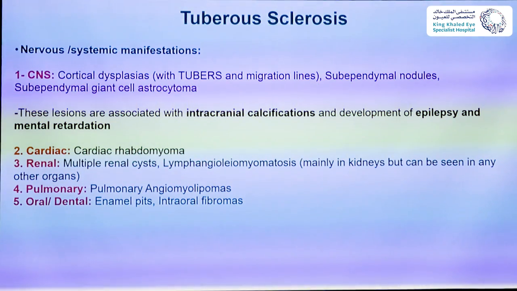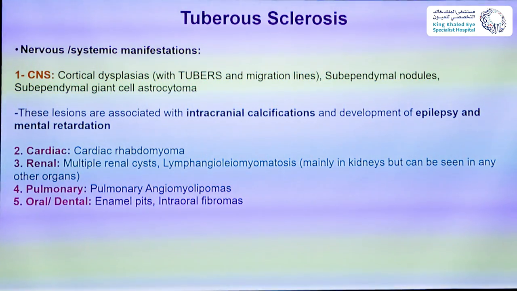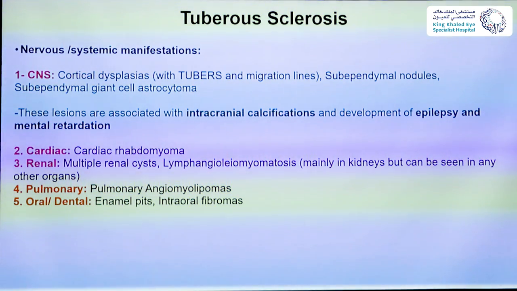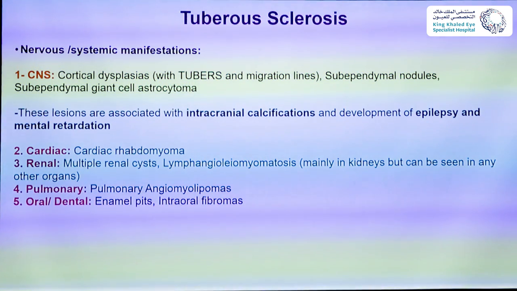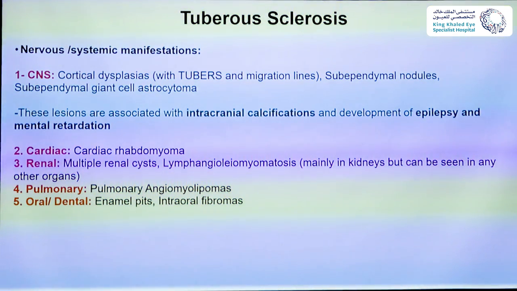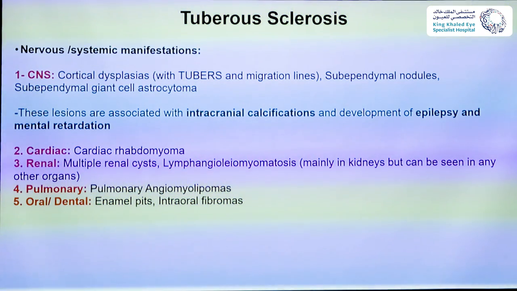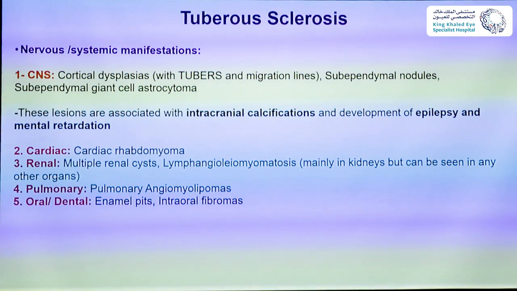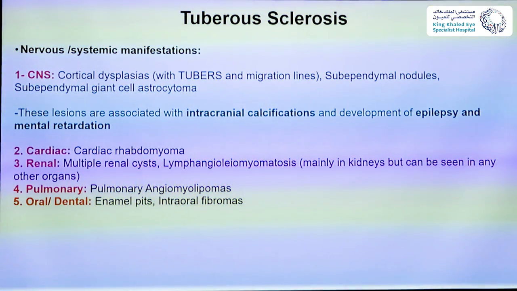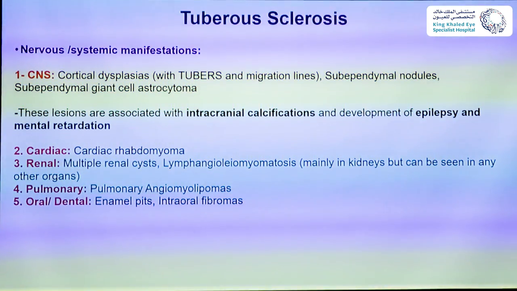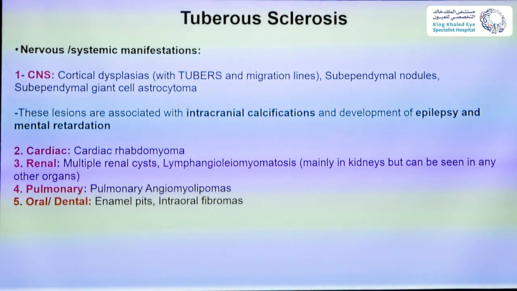Just to mention about tuberous sclerosis, the terminology was derived from the tubers. Tubers means protuberance or overgrowth of a tissue. Because it was noted on imaging, that's why it was named tuberous sclerosis, because it indicates an abnormal protrusion of tissue that is hard. Also, they can have subependymal nodules and subependymal giant cell astrocytoma. These changes can show many manifestations, but the most common is secondary tertiary calcification, which leads to epilepsy and mental retardation.